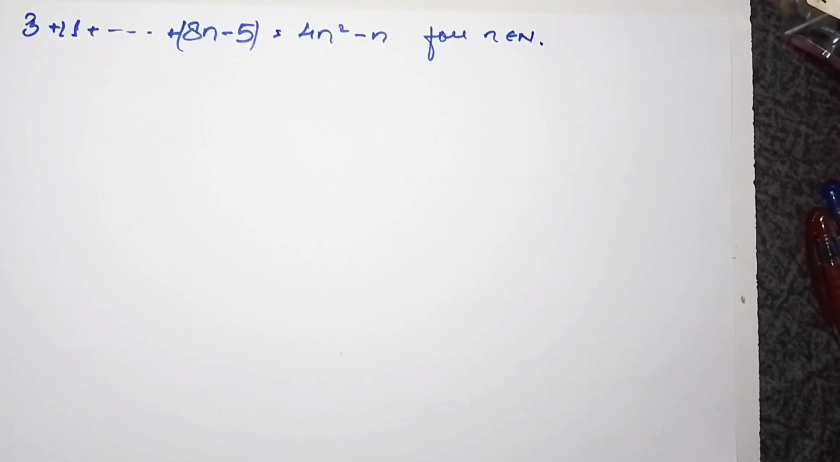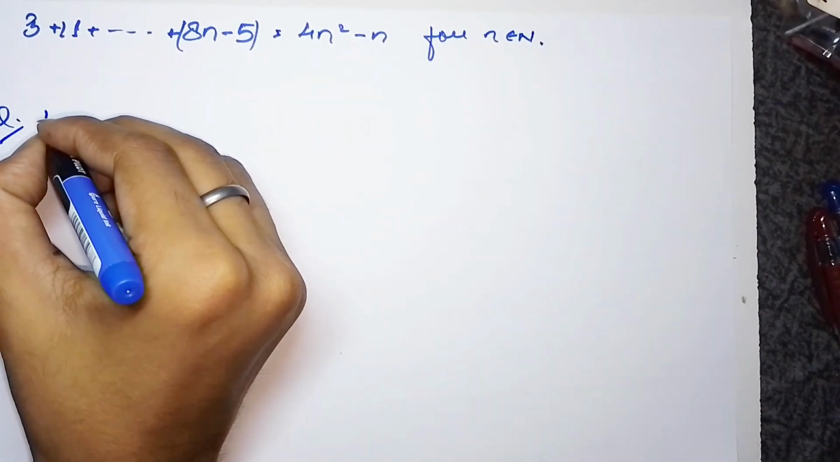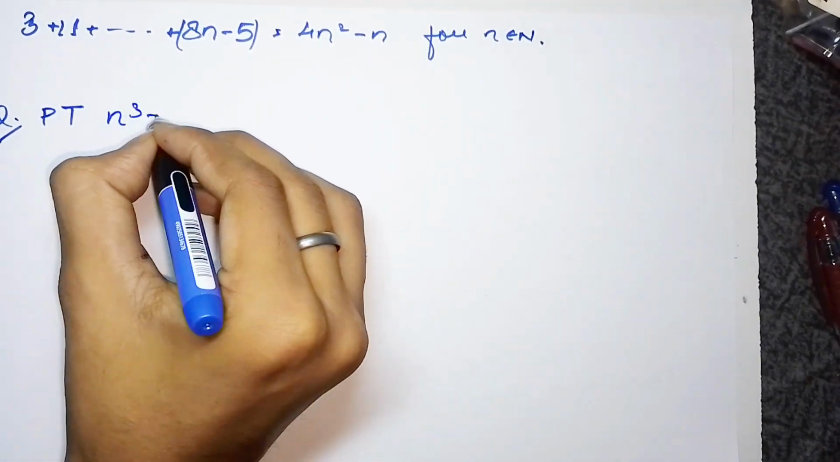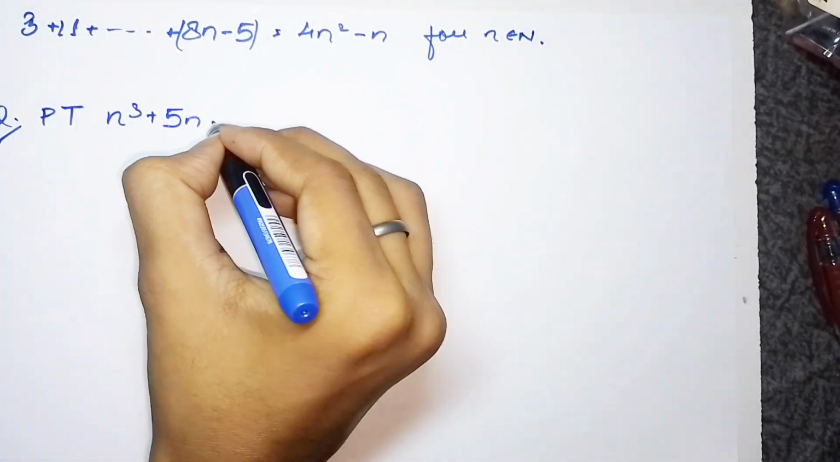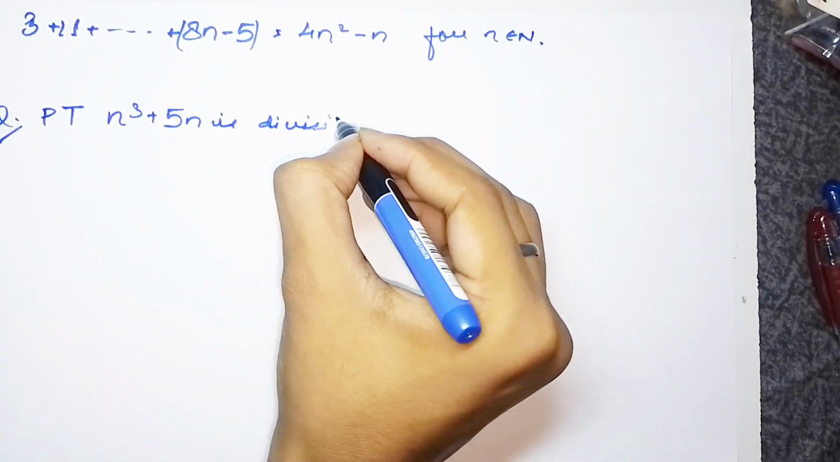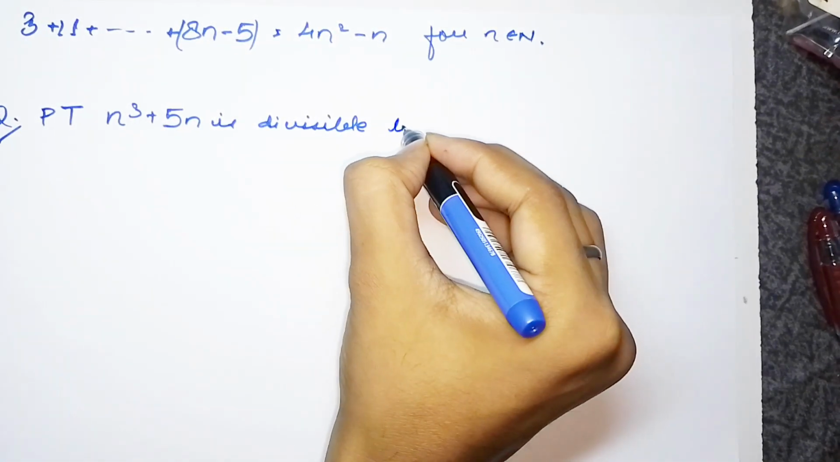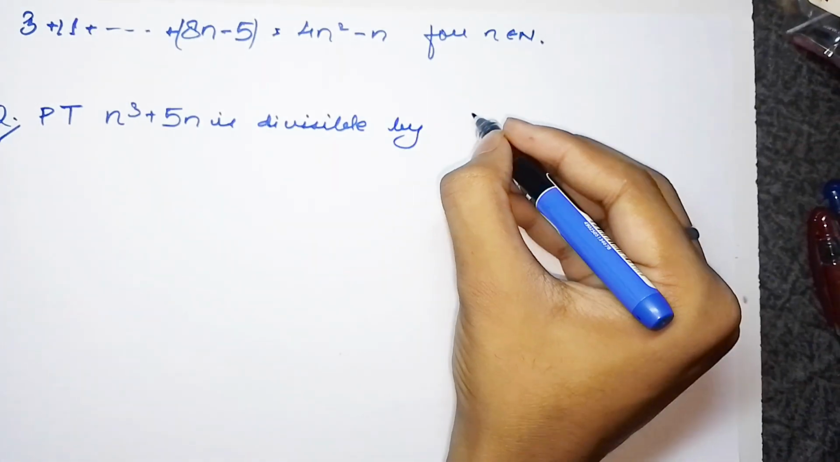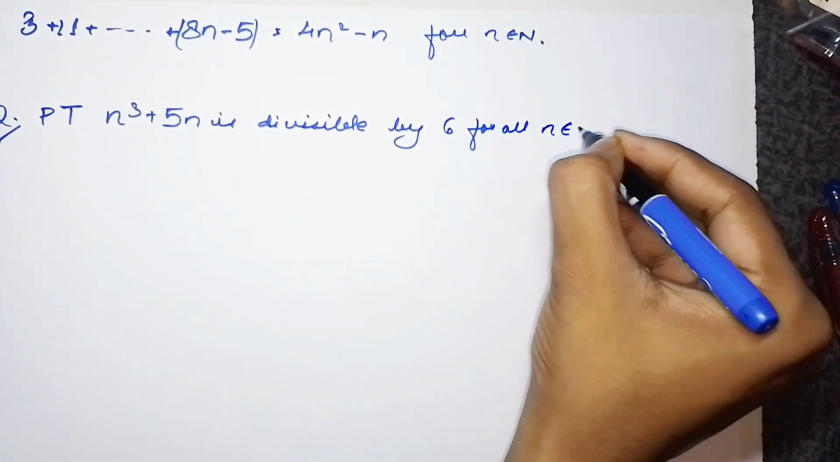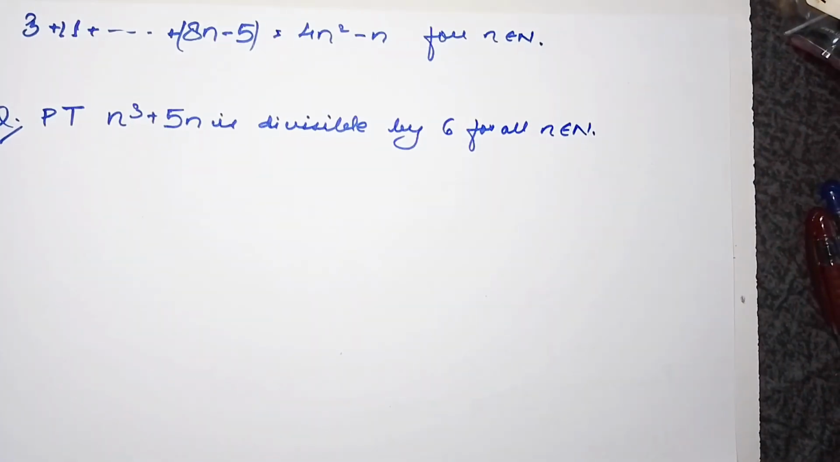Now let me give you one more problem. It says that prove that n cube plus 5n is divisible by 6 for all n belongs to N. Again, I believe that all of you can solve this problem.